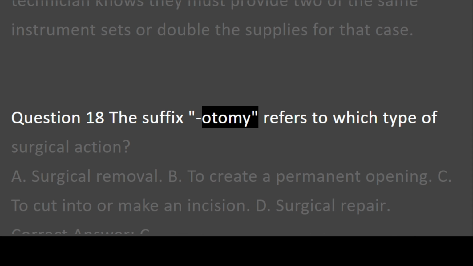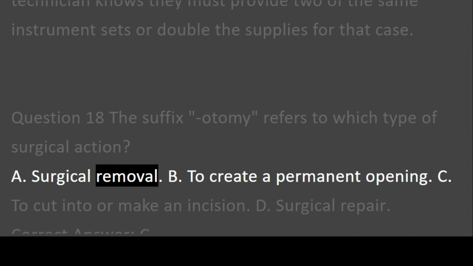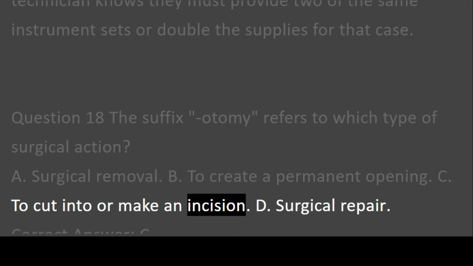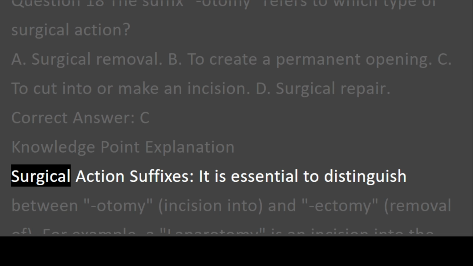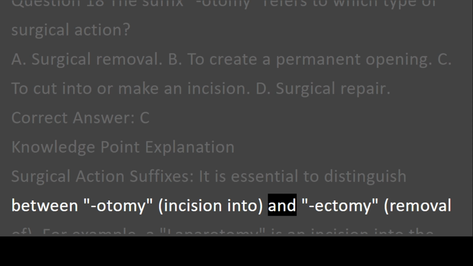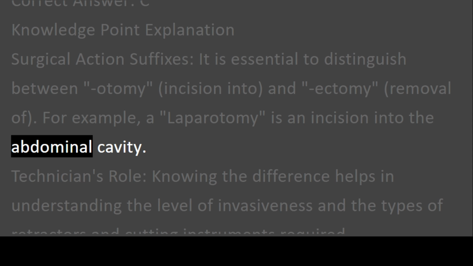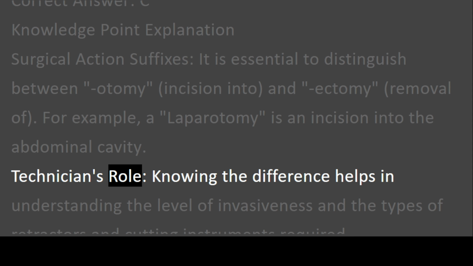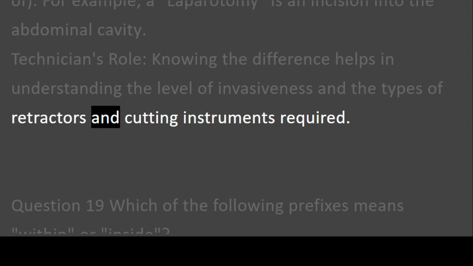Question 18. The suffix otomy refers to which type of surgical action? A. Surgical removal. B. To create a permanent opening. C. To cut into or make an incision. D. Surgical repair. Correct answer, C. Knowledge point explanation. Surgical action suffixes. It is essential to distinguish between otomy, incision into, and ectomy, removal of. For example, a laparotomy is an incision into the abdominal cavity. Technician's role. Knowing the difference helps in understanding the level of invasiveness and the types of retractors and cutting instruments required.